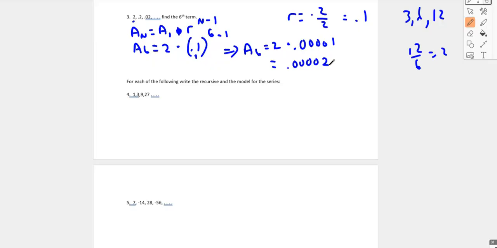Now, for problems 4 down, what are we going to do? Let's write the recursive formula and the model for the series. How do I write the recursive formula? Okay, so here's how I remember. What am I doing each time to get the next number?